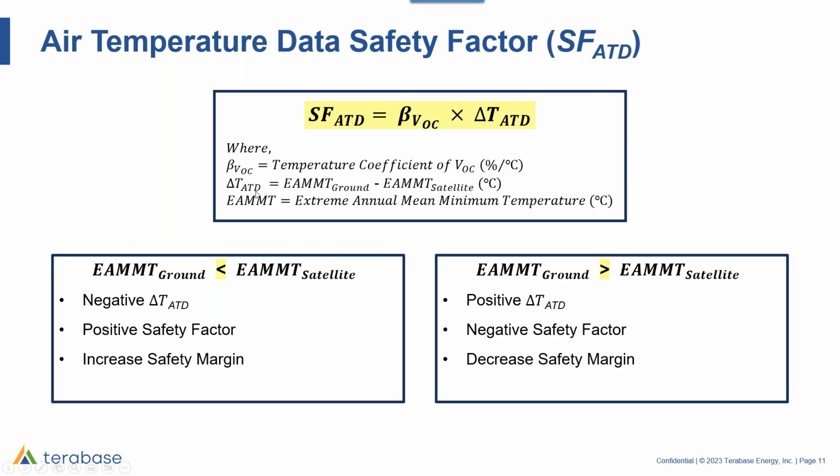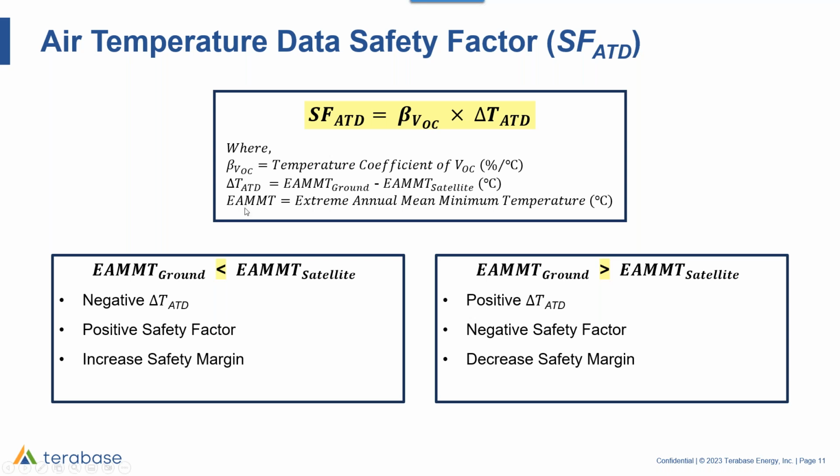Delta T is the difference between the extreme annual mean minimum temperature from a long-term ground measured source of temperature data, in this case, Voltage Pro is using ASHRAE data, and the same extreme annual mean minimum temperature parameter from our satellite data set. So we're treating the long-term ground measured source as a source of truth. And in effect, we're calibrating our satellite temperature data with that ground source of truth.